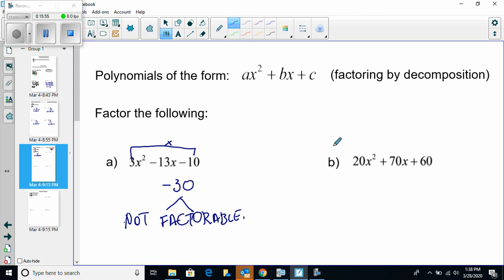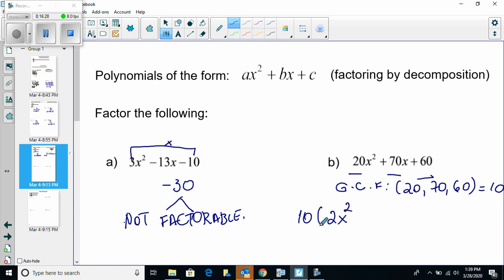Okay. Now, if we move to this one here, we notice that we have a greatest common factor between 20, 70, and 60. The greatest common factor of 20, 70, and 60 is 10. So this will be the very first step for us. We will factor out the greatest common factor. And this will end up being 10, open brackets, 2x squared plus 7x plus 6.